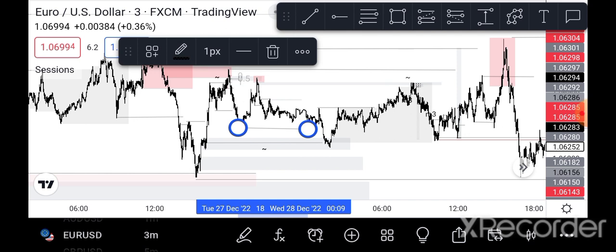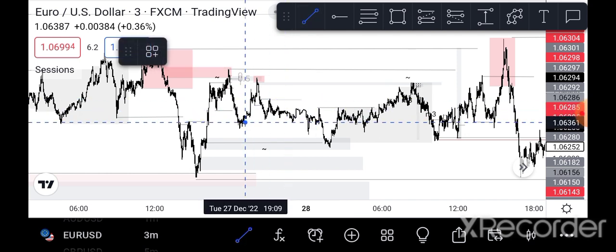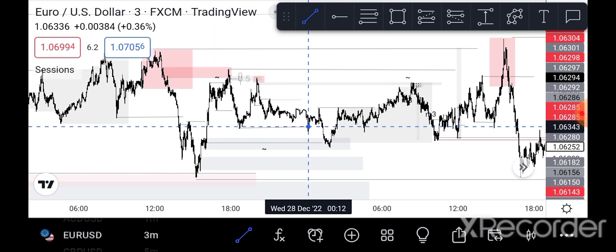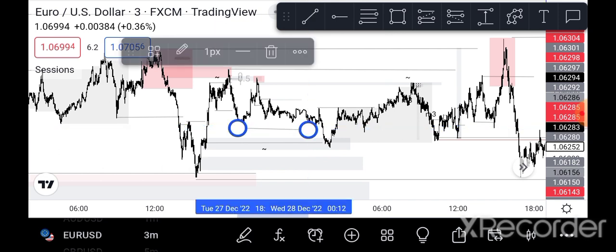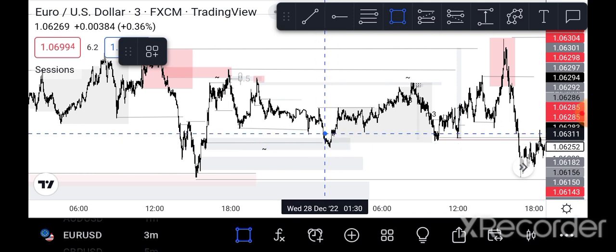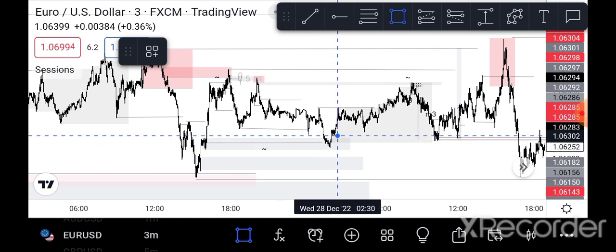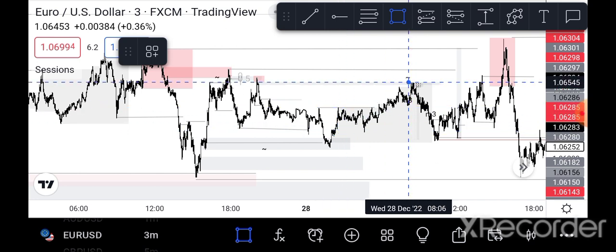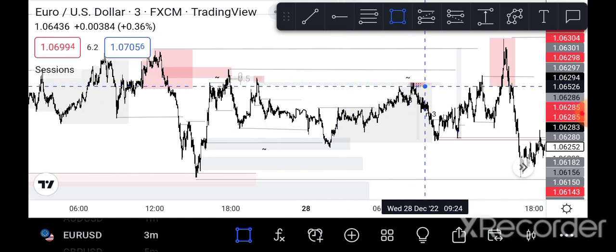Now you have to be very, very flexible with this. It broke structure. So now this is where we start looking for our buy trades based on the higher time frame bias. But now price came to create another lower low.